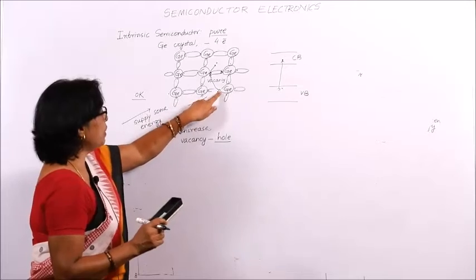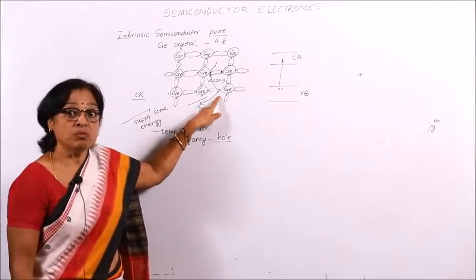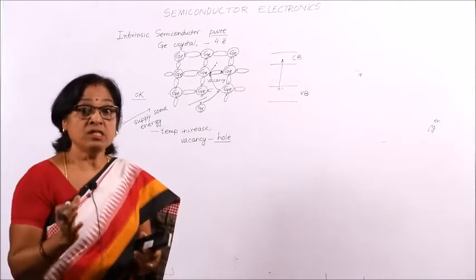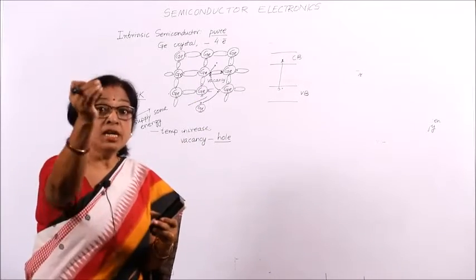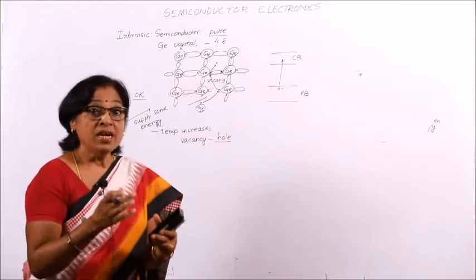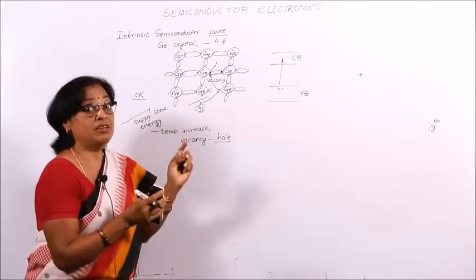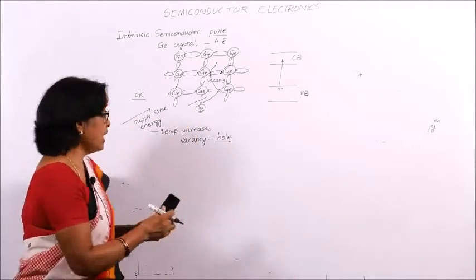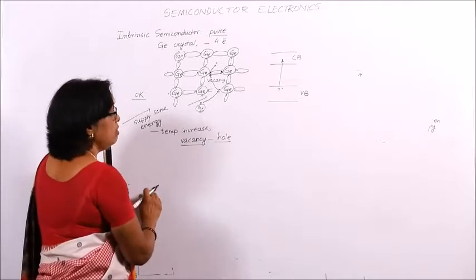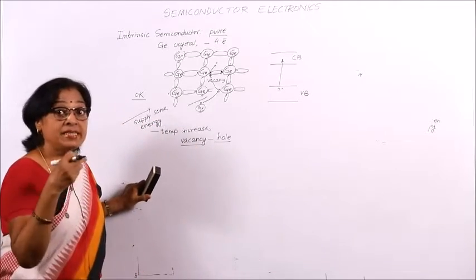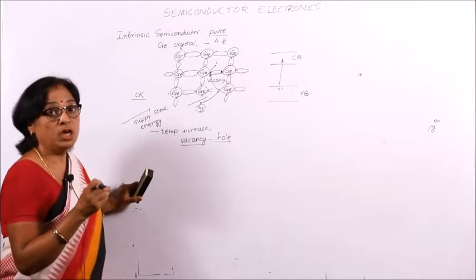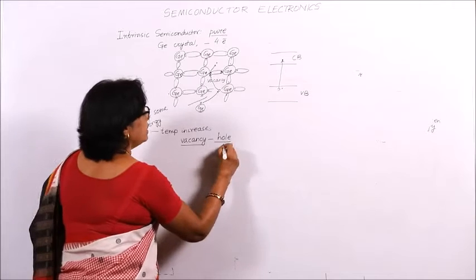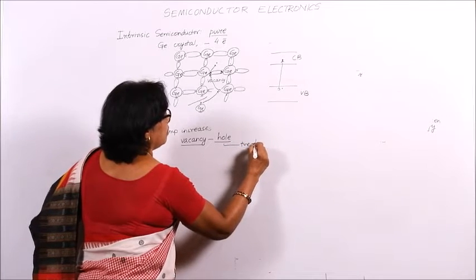When it fills up that place, a hole is created in the second atom. So a hole is not a particle, it is just a vacancy where there is a tendency for another electron to come. But it moves from atom to atom as if there is some particle moving with a positive charge, because it is attracting electrons. Even though it is not a particle but a vacancy, it has a tendency to attract electrons because electrons tend to go to that empty space. That is why a hole is treated as a positive charge.